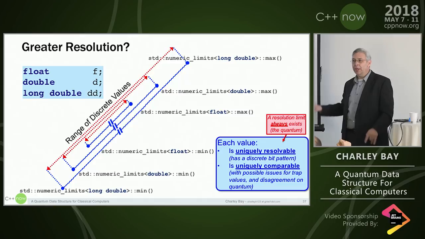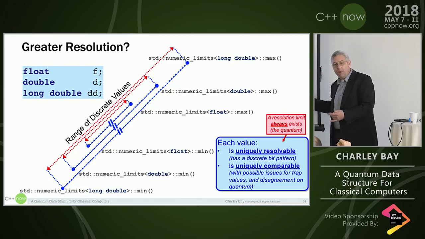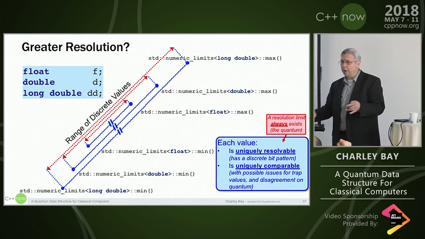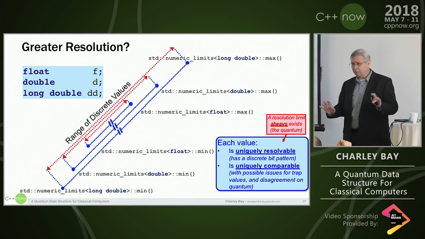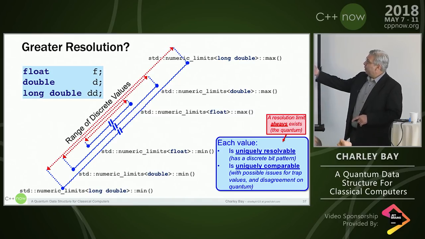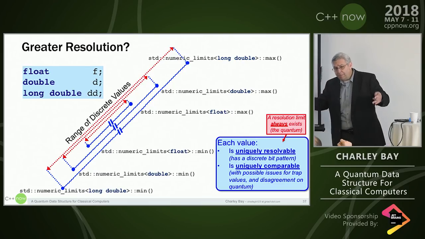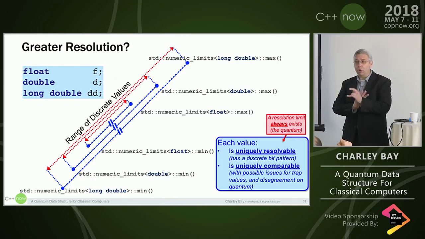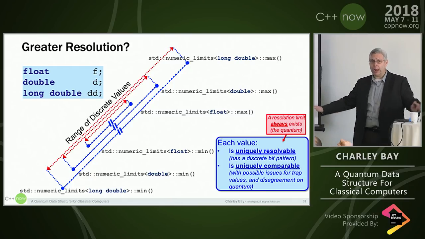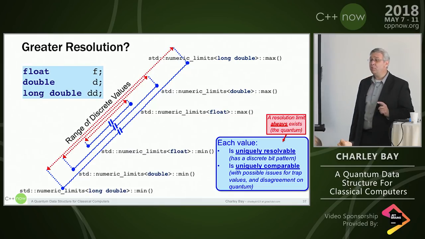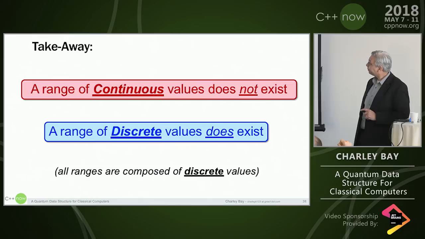It just is. It's a bit pattern, discretely resolvable, maybe some rules for trap values, and based on how it's represented in your hardware or whatever language guarantees there are for resolution. But a range, any range of any kind, is sitting on discrete values within that range, full stop. There are no continuous values in that range. It's important for software. That's how the physics works, and that's what blew their minds in 1900.